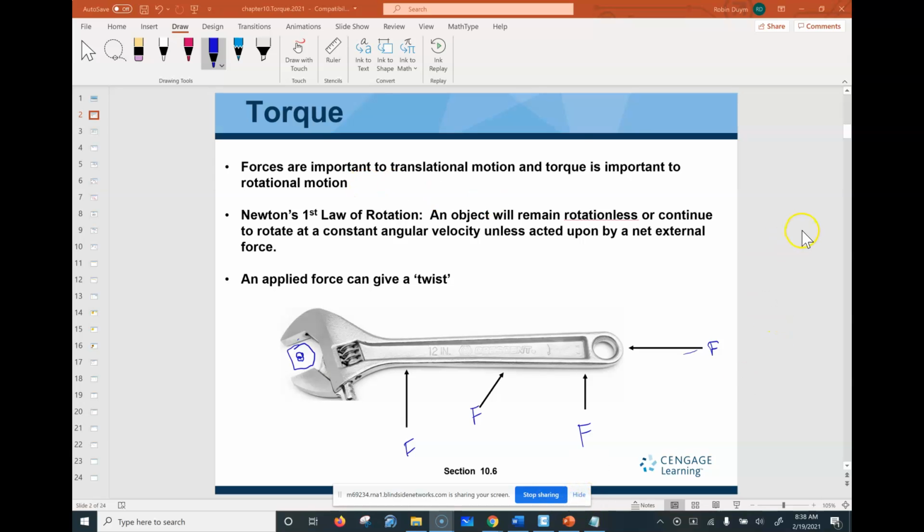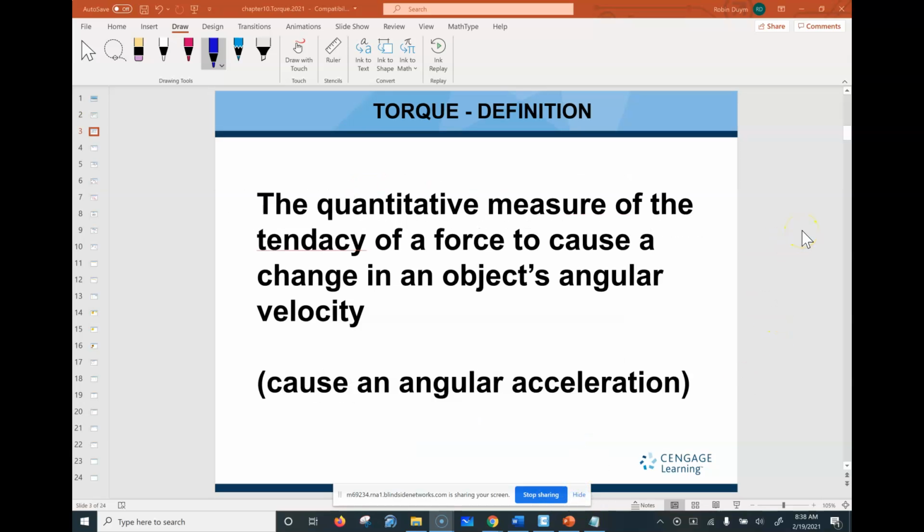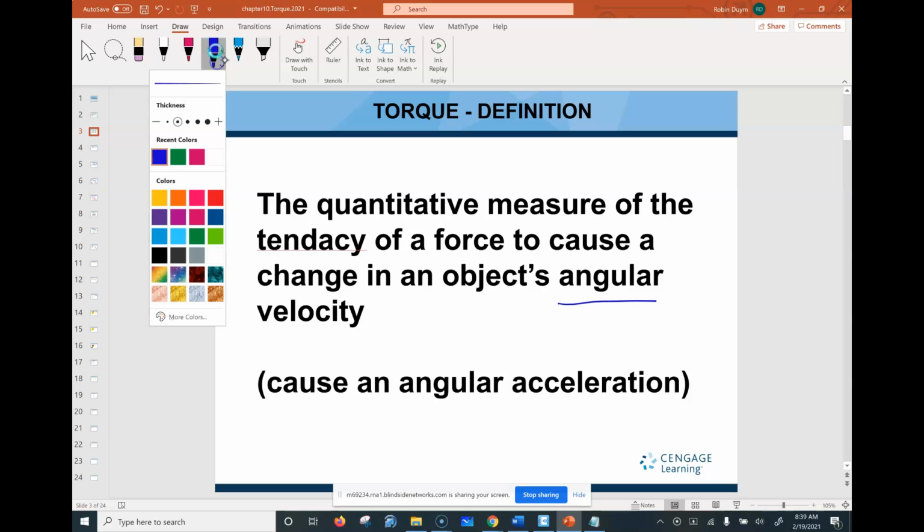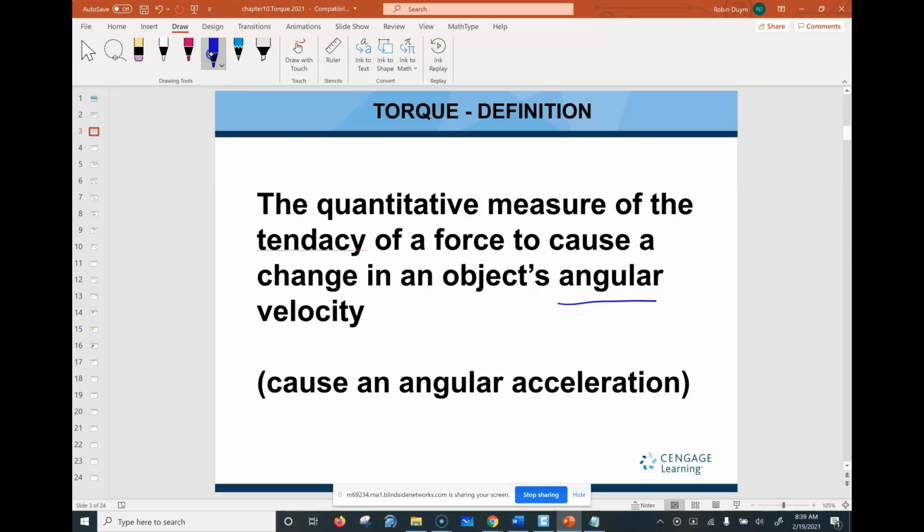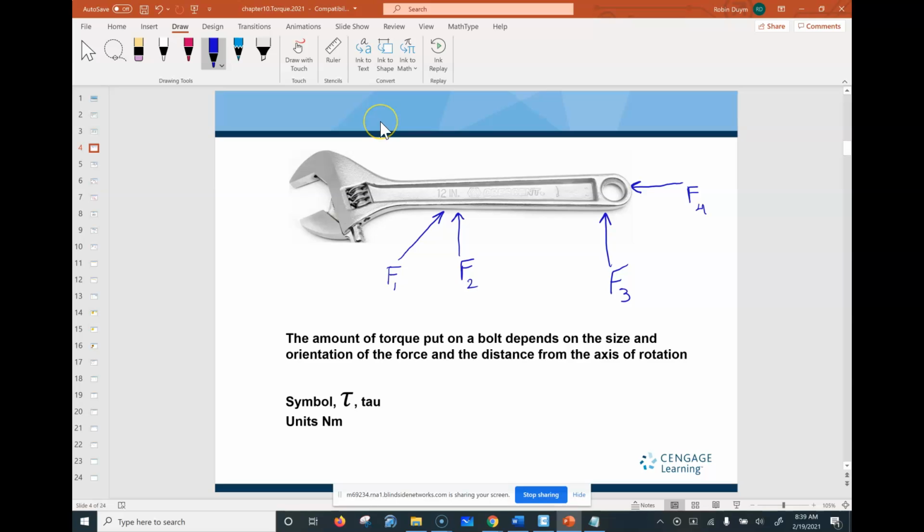Okay, so what is this idea of torque? It's this quantitative measure of the tendency of a force to cause a change in an object's angular velocity. It causes an angular acceleration. All right, so let's go back to this again.